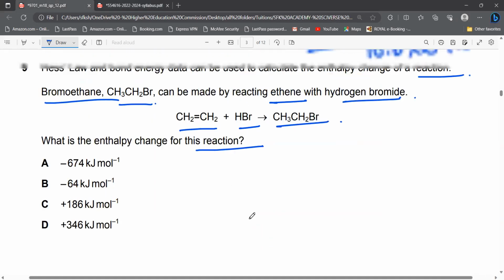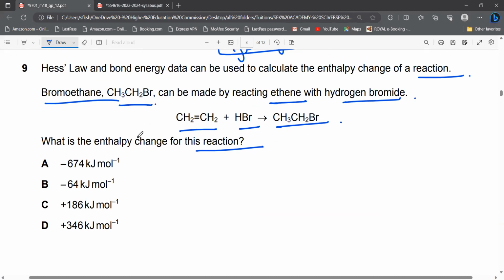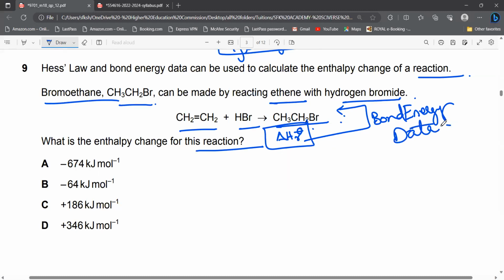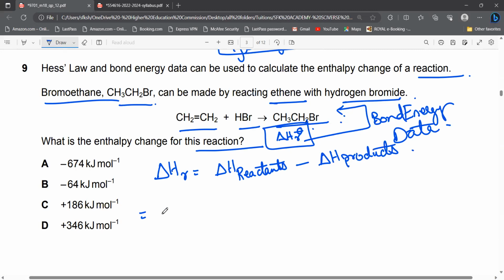Now over here, we need the enthalpy change of this particular reaction. Always remember one thing, whenever you need to calculate the enthalpy change of a reaction and you have the bond energy data given to you, there's just one simple formula that you need to apply. In order to calculate the enthalpy change of reaction, all you need to do is take the enthalpy change of reactants minus the enthalpy change of products. That's pretty much it. Enthalpy change of reactants minus enthalpy change of products. How would we do that?